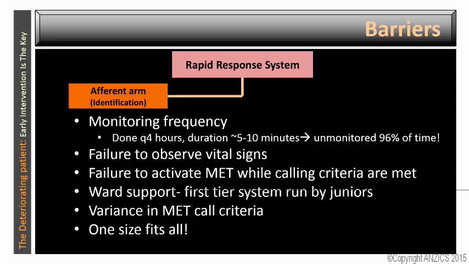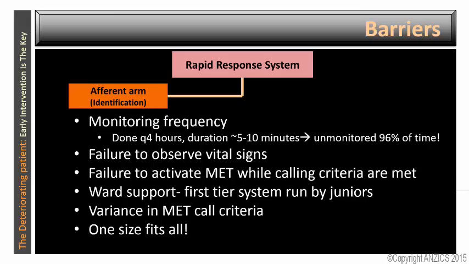But again, the main problem lies in the monitoring frequency. Classically we monitor patients every 4 hours and they are looked at for about 5 to 10 seconds. This leaves them unmonitored for nearly 96% of the time they stay in the ward, which is quite significant. And there can be failure to observe vital signs. Even if they are monitored at 4-hourly intervals, not all observations are taken.